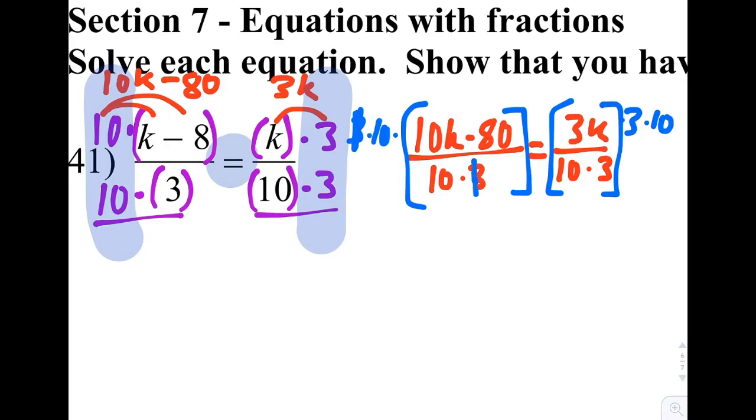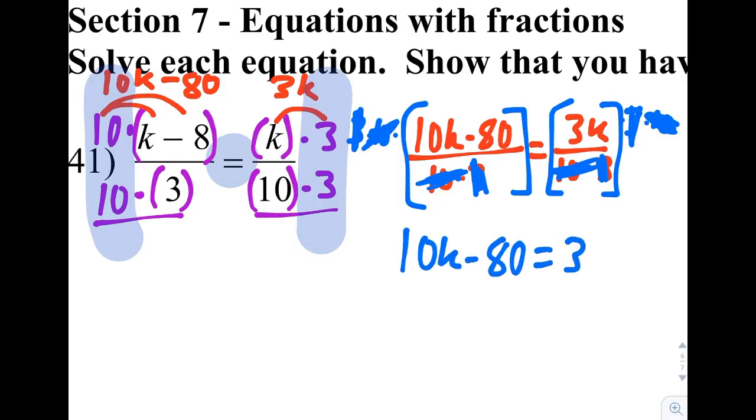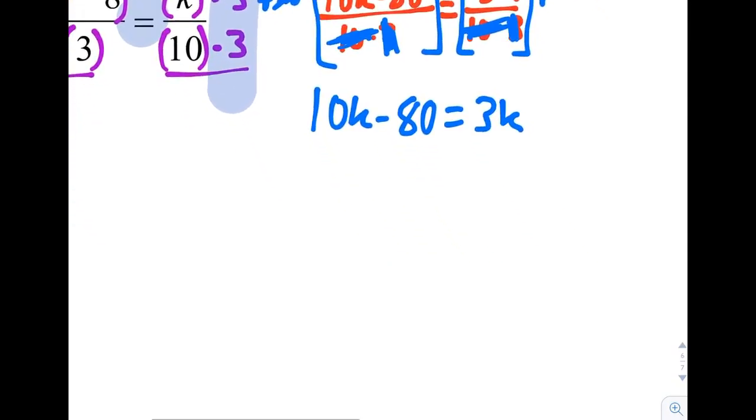That 3 is going to factor out with that 3 down there. This 3 is going to factor out with this 3 up here. This 10 is going to factor out with that 10 down here, and this 10 with this 10 over here. Meaning that those things on the outside essentially disappeared. We are left with only the numerators. I can rewrite this problem as 10k minus 80 equals 3k. And all of a sudden, this is feeling like something that you probably are pretty confident with.